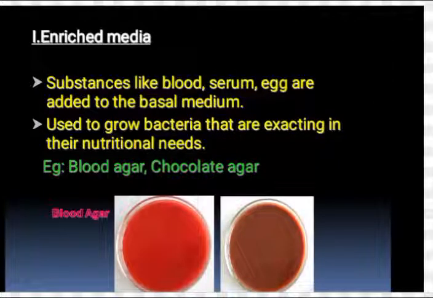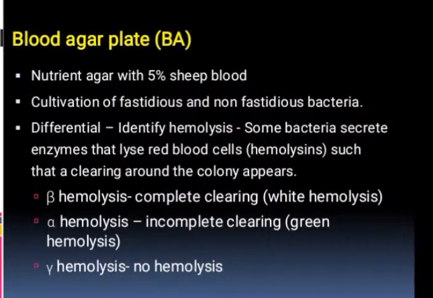First type of special media is enriched media. In enriched media, substances like blood, serum, egg are added to the basal medium. It is used to grow bacteria that are exacting in their nutritional needs. Examples of enriched media are blood agar, chocolate agar. Now the question is, what is blood agar? Blood agar is nutrient agar with 5% sheep blood.